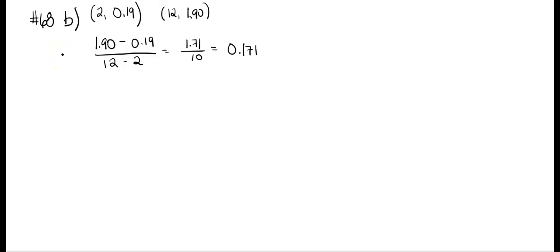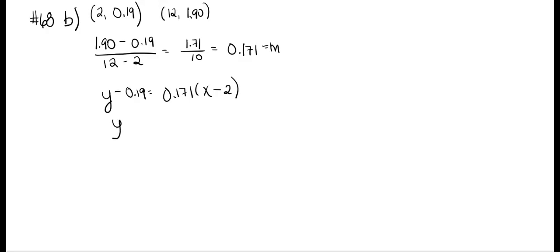That's my slope. I'm going to use this slope here to write an equation that represents the line that goes between these 2 points. I can choose either point I want. I'm going to choose the first one because it's got smaller numbers. So y minus 0.19 equals, not x, sorry, equals my slope, which is 0.171 times x minus 2.